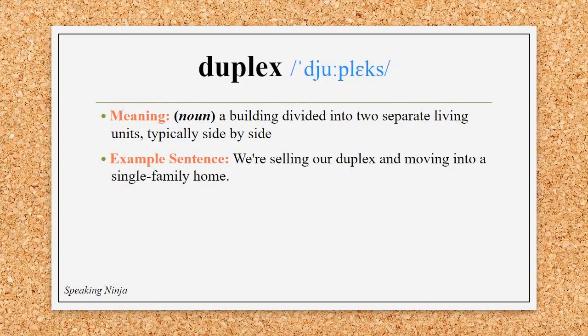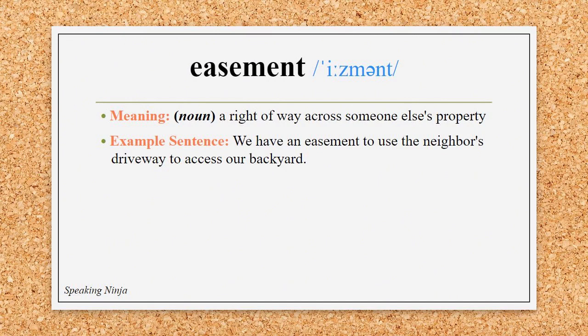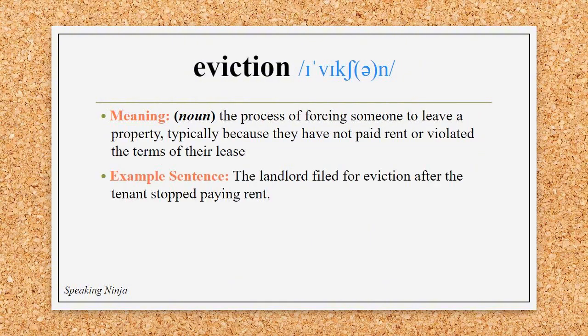Duplex, a building divided into two separate living units, typically side by side. We're selling our duplex and moving into a single-family home. Easement, a right-of-way across someone else's property. We have an easement to use the neighbor's driveway to access our backyard. Eviction, the process of forcing someone to leave a property, typically because they have not paid rent or violated the terms of their lease. The landlord filed for eviction after the tenant stopped paying rent.